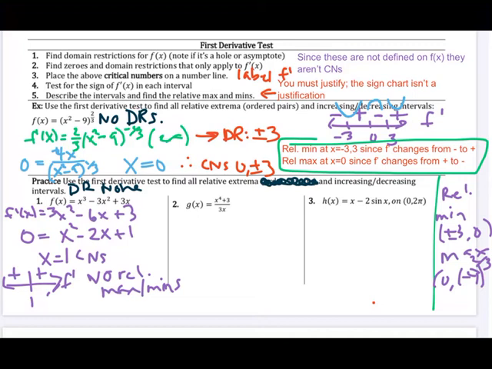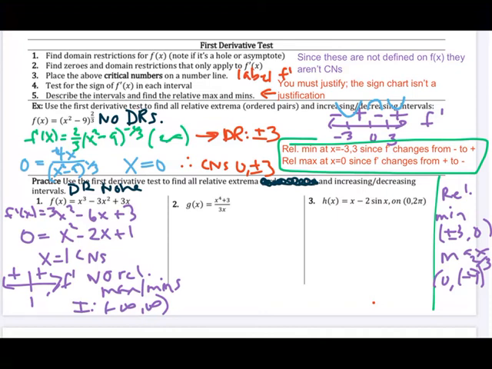So that's something that's really important to note. Not every critical number is going to be an extrema, and not every function is going to have necessarily an extrema. So those are just really important things to note. We had critical numbers, they were not extrema. This function is increasing everywhere since the derivative is positive everywhere, so it's increasing from negative infinity to infinity. It's not decreasing anywhere, or it's increasing on all real numbers.